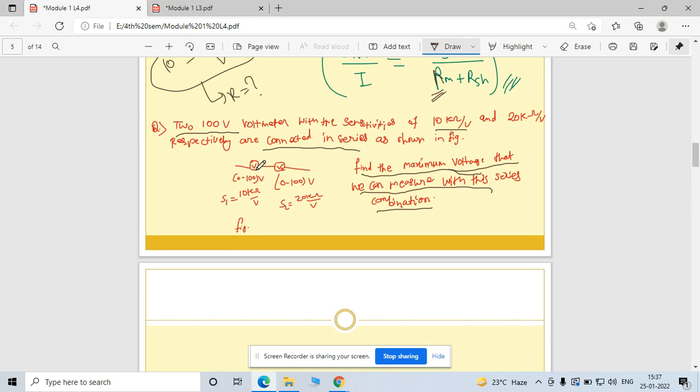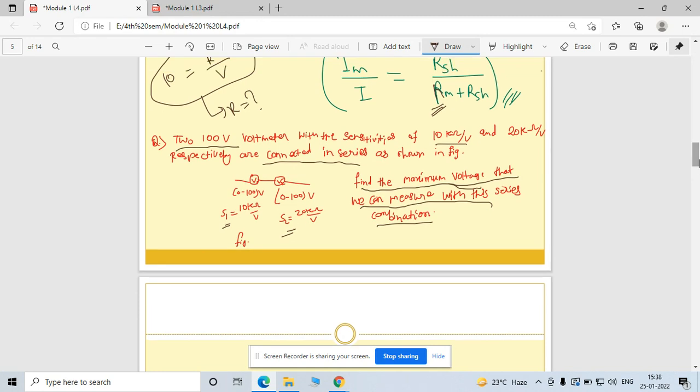The range of the first voltmeter is 0 to 100 volt, and the second is also 0 to 100 volt. Both voltmeter ratings are the same, but the sensitivities are different. Sensitivity is 1 upon IFSD. If sensitivity is very high, then IFSD is very low, or I can say R by V. The voltage range is constant for the meter, so sensitivity is directly proportional to resistance.